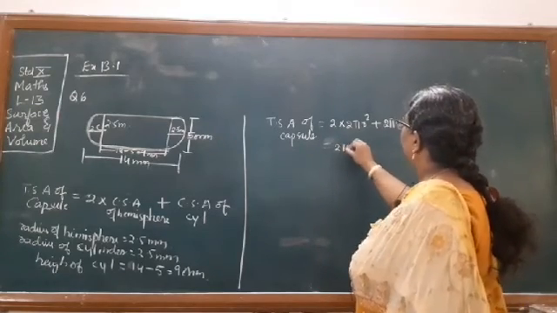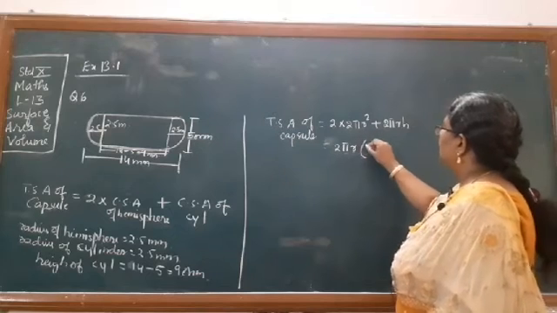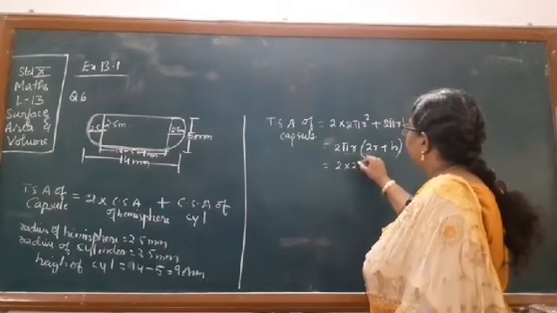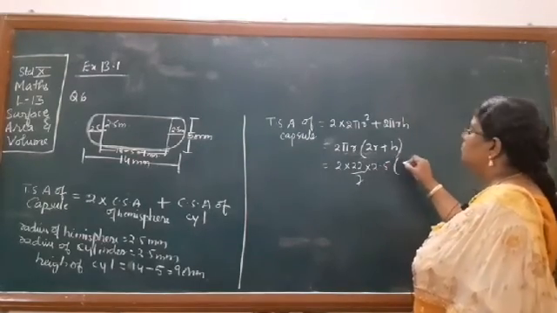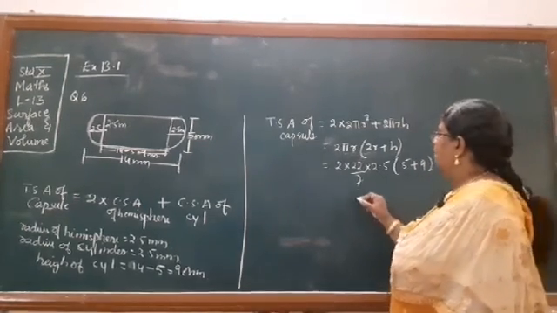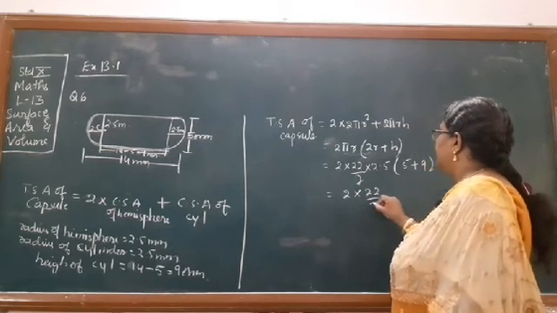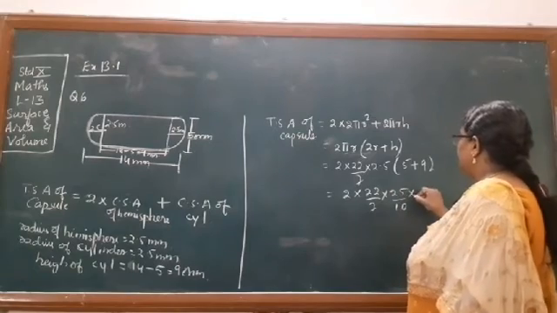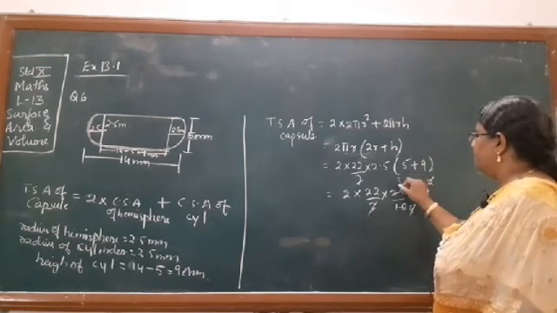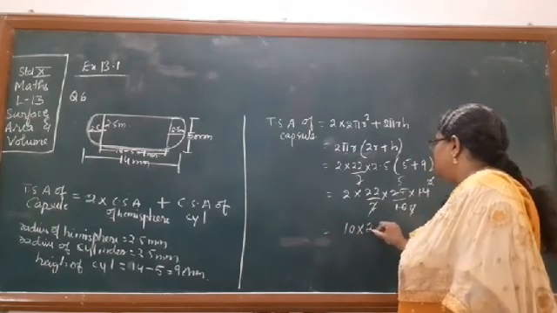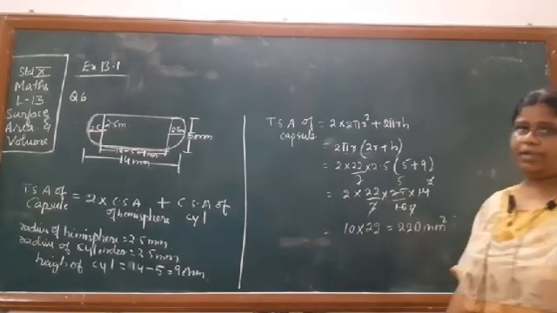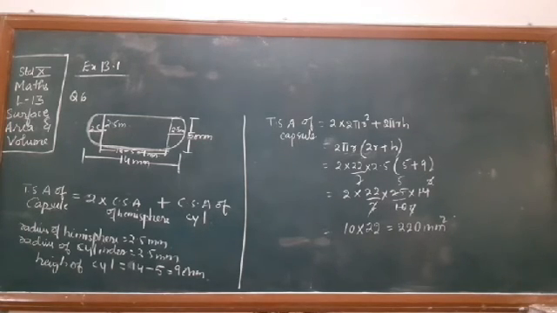Taking 2 pi R common, we get 2R plus H like this. So 2 into 22 by 7 into 2.5 into 2R, meaning 5, plus H, meaning 9. So 5 plus 9 will become equal to 14, that is 2 into 22 by 7 into 25 by 10 into 14. 7 ones are 7, 7 twos are 14; 2 ones are 2; 5 twos are 10. So 10 into 22 will be equal to 220 millimeter square. So this is the total surface area of the capsule.